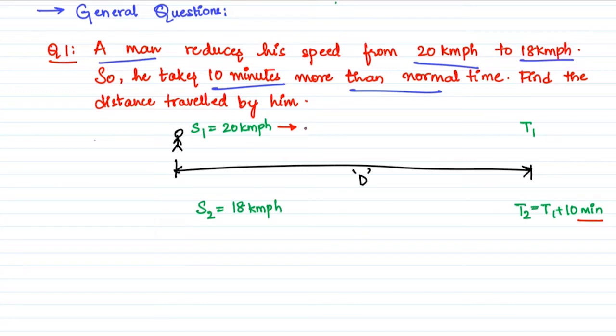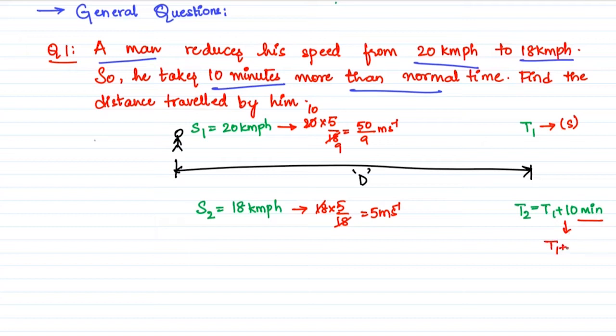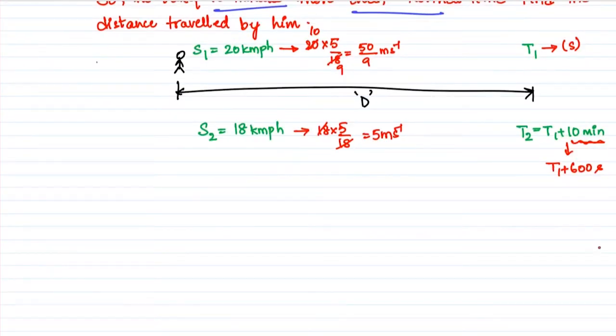In order to convert a particular speed in kilometer per hour into meter per second, I have to multiply it by 5 by 18, right? So this will become 50 by 9 meter per second, right? And this speed will be nothing but 18 into 5 by 18, that is 5 meter per second. And this time I'll take it in seconds. And this one is nothing but T1 plus, if I convert this into seconds, it will become 600 seconds. Because 1 minute is equal to 60 seconds, 10 minutes is equal to 600 seconds.